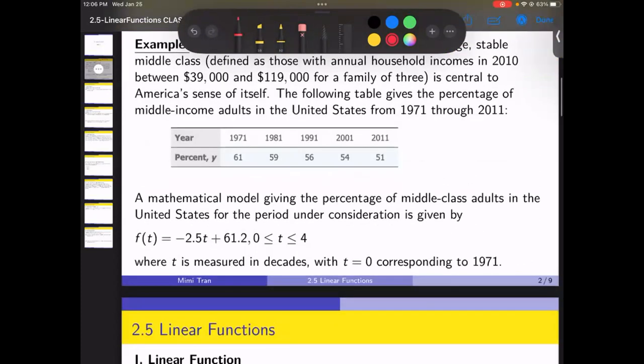So the function is a linear function, f of x equals negative 2.5t plus 61.2, where t is between 0 and 4. Basically, t equals 0 is the year 1971. Then t equals 1, t equals 2, t equals 3, and t equals 4 for 2011. That's why the constraint is t between 0 and 4.